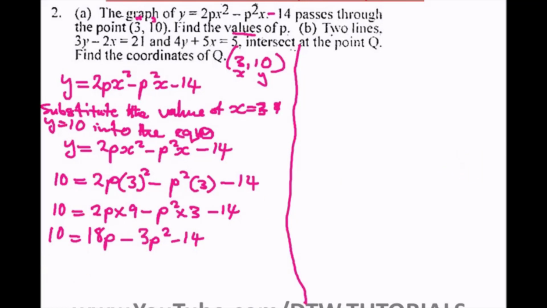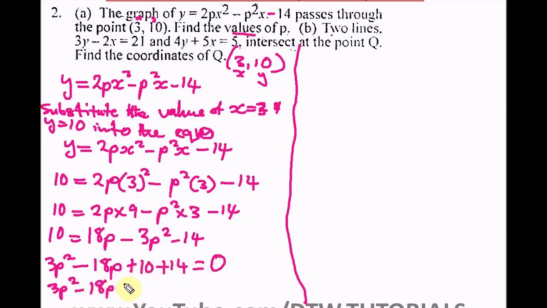In rearranging everything, the 3p square would be the first value. So taking minus 3p square to this other side, we have 3p square. Taking 18p, which is positive, to the other side, we're going to have a minus 18p. And we have our 10 here, which is a positive 10. Taking minus 14 to the other side, we're going to have a plus 14, equated to 0. So here we have 3p square minus 18p, and 10 plus 14 gives us 24, so plus 24 equal to 0.